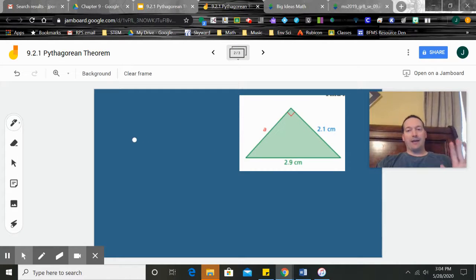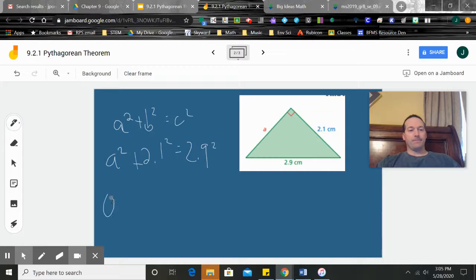Again, the variable doesn't matter in this case. The only one that truly matters is your hypotenuse is C. The other two don't matter. So it's A squared plus B squared equals C squared. They tell us that's going to be A. So A squared plus 2.1 squared equals 2.9 squared.